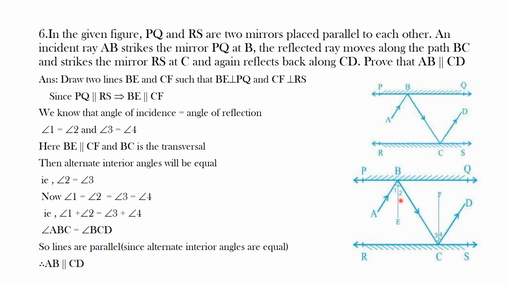Angle 1 plus angle 2 is taken as angle ABC, and angle 3 plus angle 4 is taken as angle BCD. Now we got angle ABC is equal to angle BCD. Here we can say the alternate interior angles are equal. Then the lines will be parallel, that is AB will be parallel to CD.